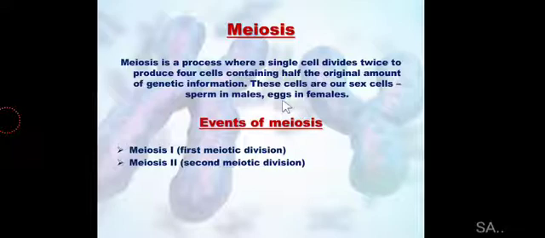Now I will be discussing in detail different events of meiosis. First phase of meiosis is meiosis I, which is also termed as first meiotic division. This is also called the reduction division. Then we have meiosis II, which is the second meiotic division, and it is the same as that of mitosis. So it is also termed as mitotic division.